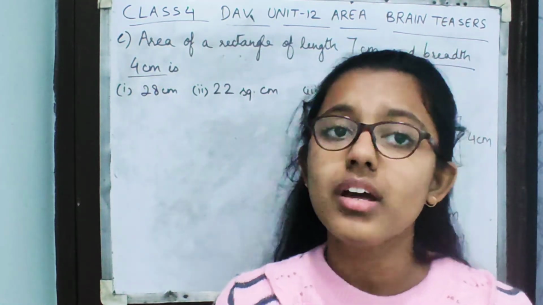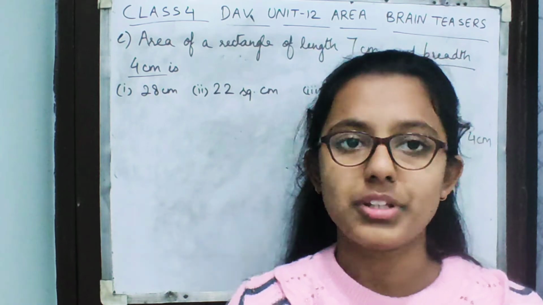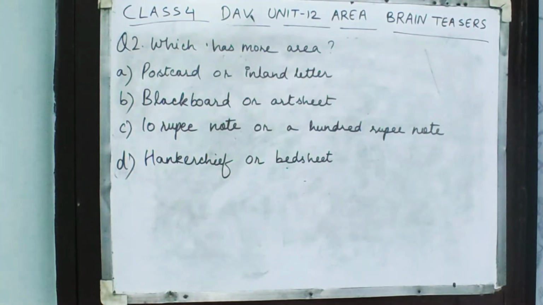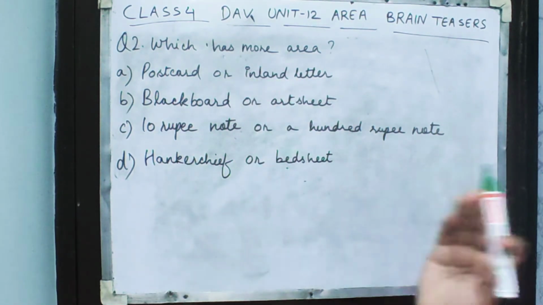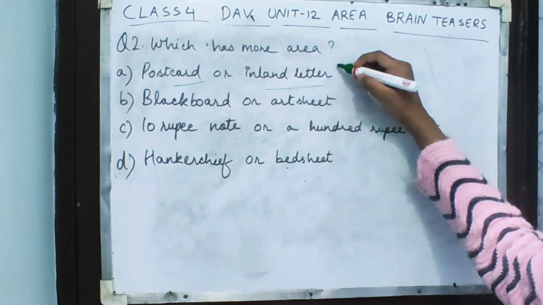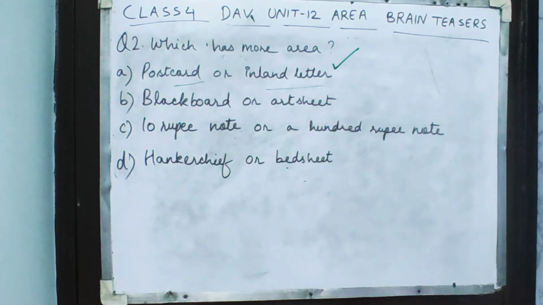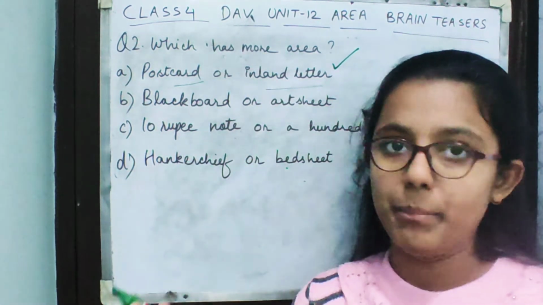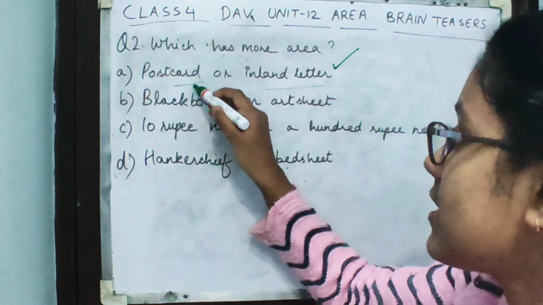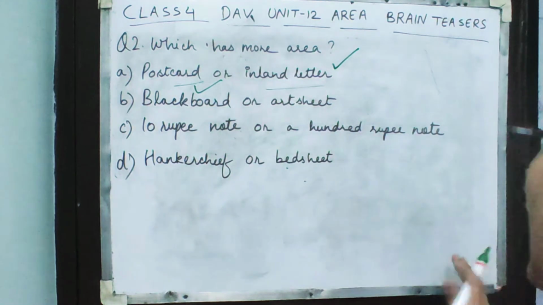Now moving to our second question. Which has more area? We have 4 parts and we have to find which has more area. Postcard or inland letter? Obviously the inland letter will have more area. Blackboard or art sheet? An art sheet is a drawing paper, so obviously the blackboard. Next, 10 rupee note or a 100 rupee note.